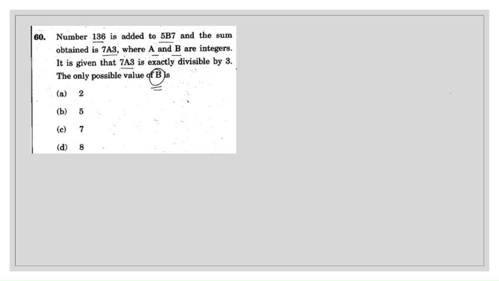They're basically asking this. Now the first thing that they say if we break down the question is number 136 is added to the number 5b7, right? And the sum obtained is equal to 7a3. So here we do not know the value of b and a, and they're asking us to find out the value of b.